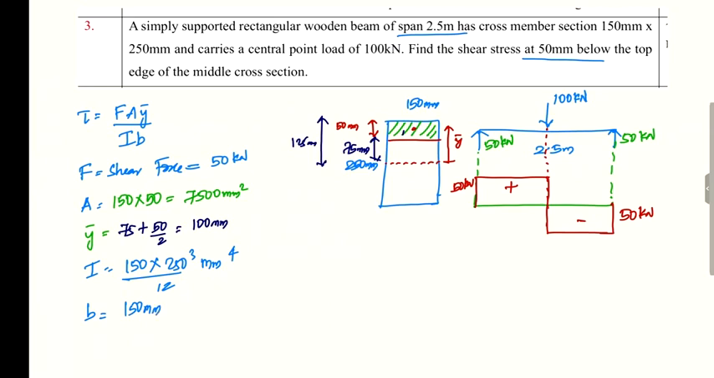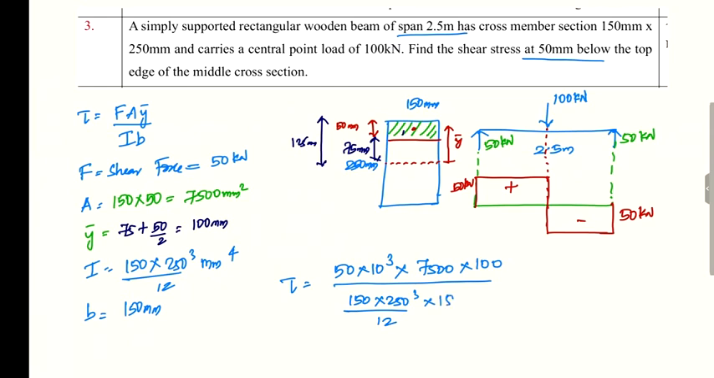So if I substitute all these values, I'll get tau is equal to 50 kilonewton, that is 50 into 10 raised to 3, into area, that is 7500 mm square, into y bar, that is 100, divided by I, that is bd cube by 12, 150 into 250 cube divided by 12, into 150. Can you tell me this value?